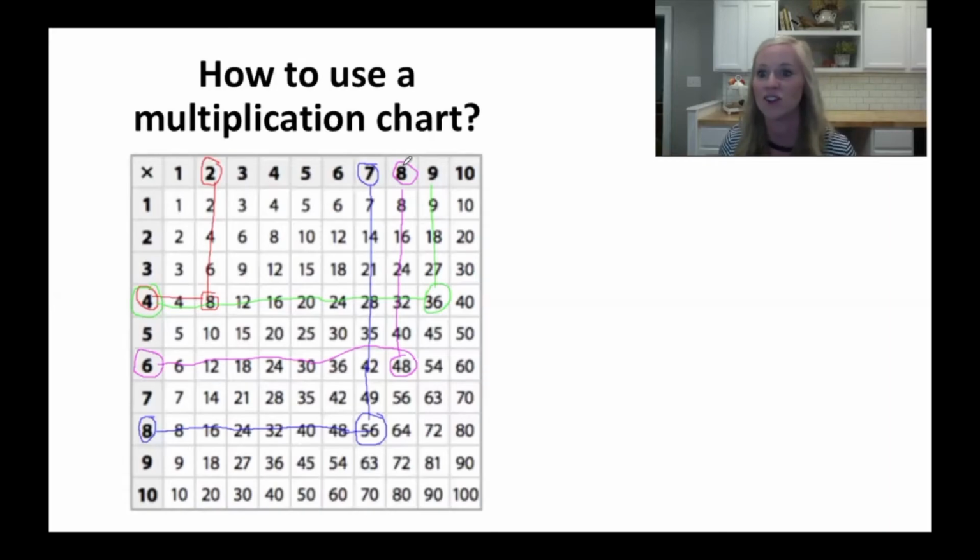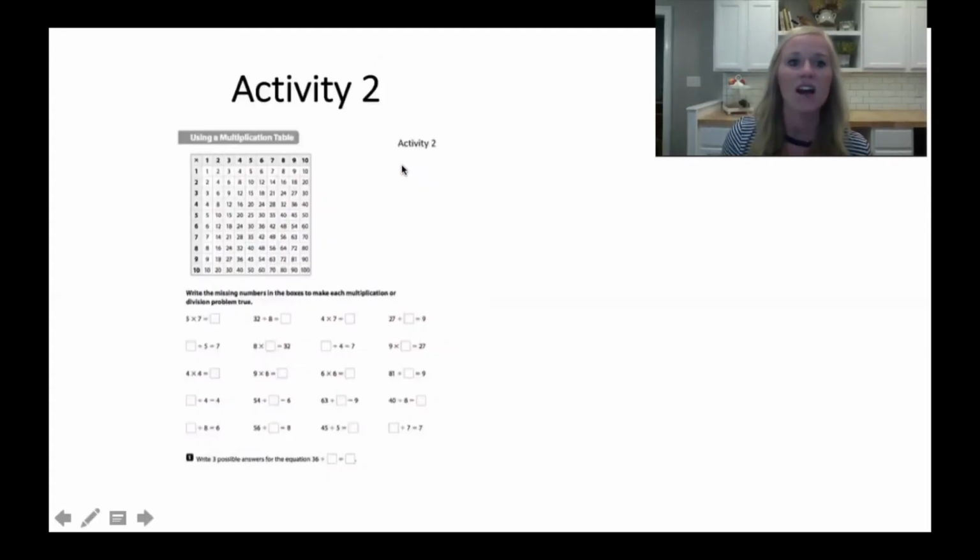So multiplication charts can be really fun, and they can help you to find your answer, your unknown, very quickly in a multiplication or division equation. So you're going to be using these multiplication charts or tables on your activity 2. So you'll notice you have several equations to solve, and you're going to use those to help you find that unknown. Okay.